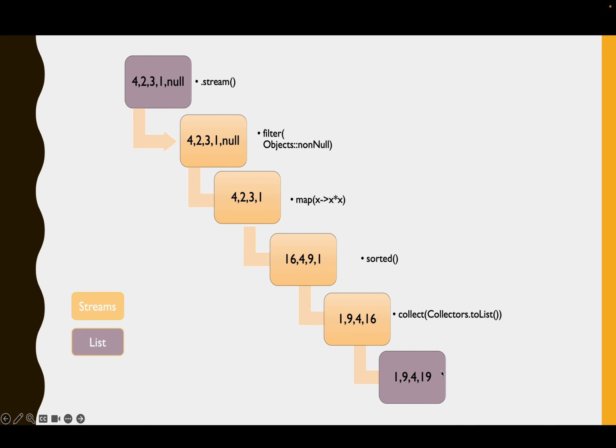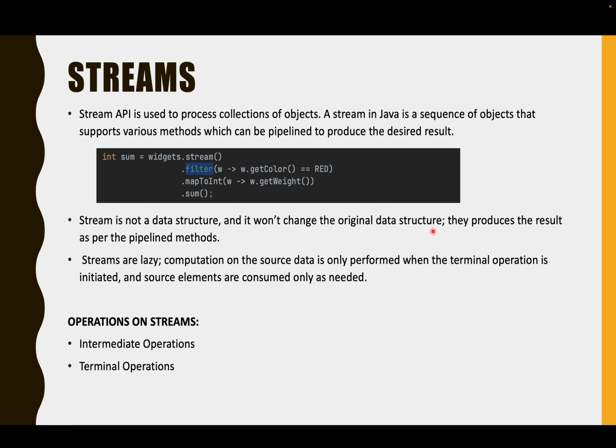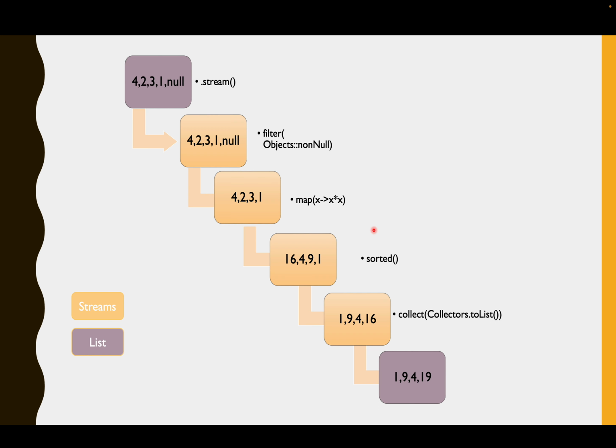to produce the expected output. Stream is not a data structure and it won't change the original data structure. What does that mean? Here, my original collection list has the values 4, 2, 3, 1 and null, and my final result has 1, 9, 4 and 19. If I print my list after all this processing, it will still print 4, 2, 3, 1 only. Why? Because streams will not change the original data structure. Instead, they just process the elements and produce the result based on the intermediate operations.